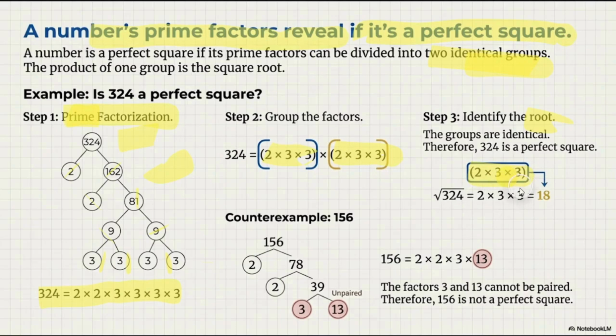So if I multiply all these, we'll get 2 3s are 6, 6 3s are 18. So the square root of 324 is what? 18.